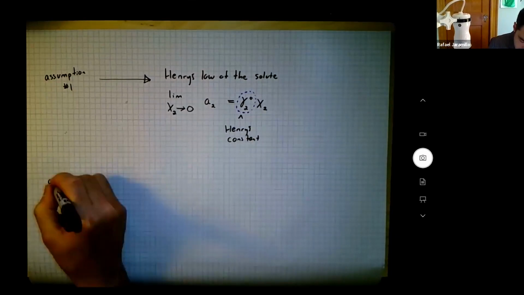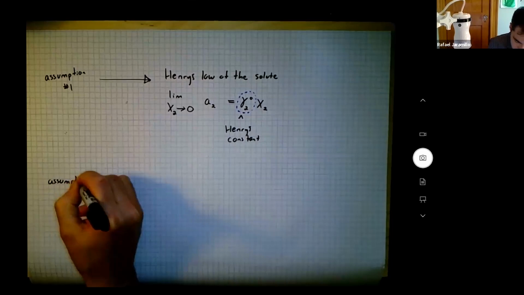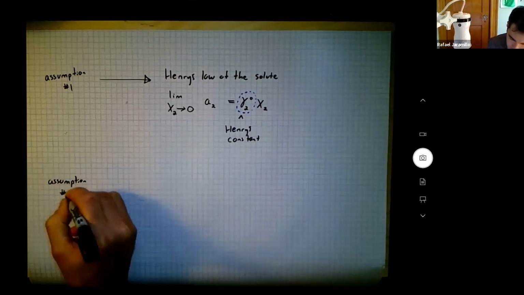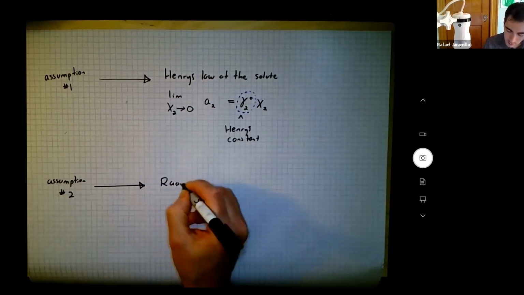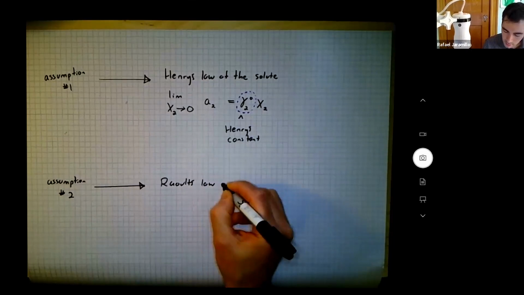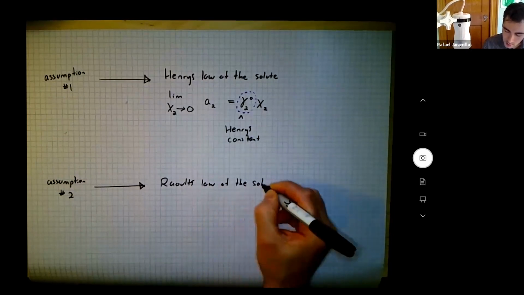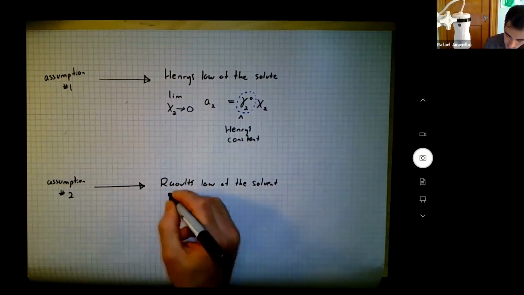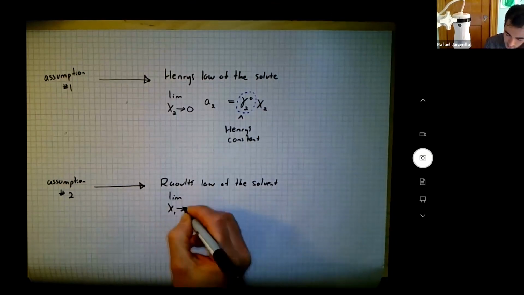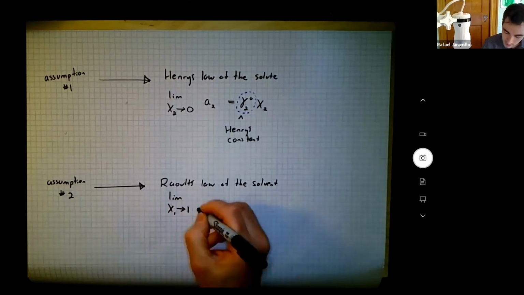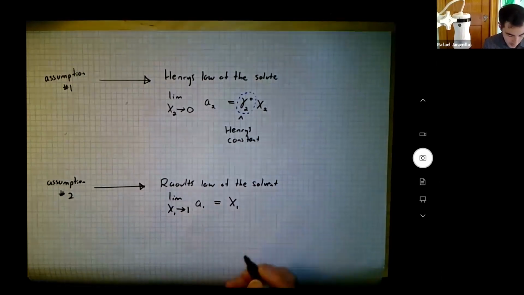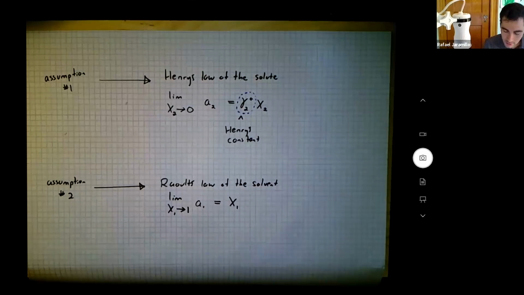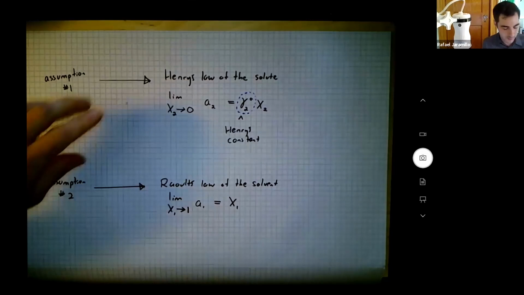Assumption number 2 has the following implication called Raoult's law of the solvent. And Raoult's law of the solvent is that the limit of x1 going to 1, that is the solvent becoming increasingly concentrated, the activity is simply equal to the mole fraction. Okay. So these are Henry and Raoult. I don't know whether they were contemporaries, whether they were BFFs or whatnot. And I have a really hard time remembering which one is which.